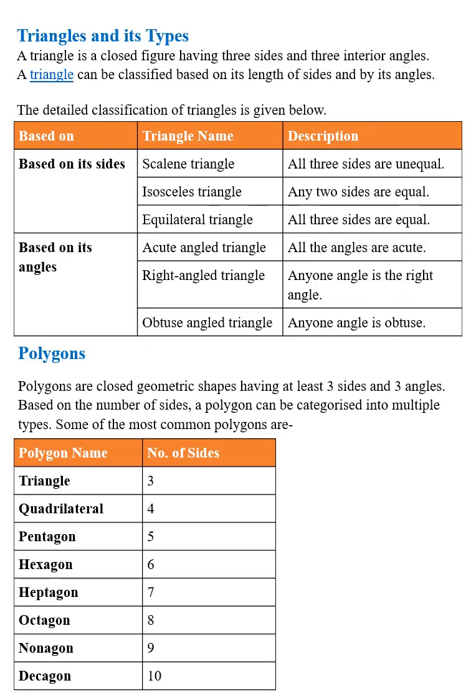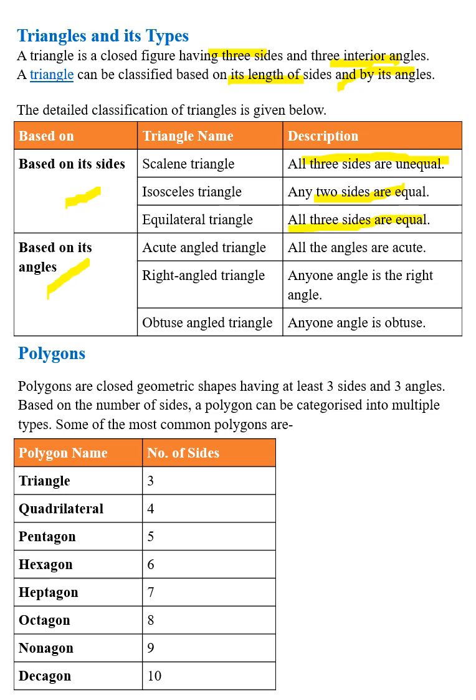Triangles and its type. A triangle is a closed figure having three sides, this should be kept in mind, and three interior angles. A triangle can be classified on its length of sides and by angles. So based on sides, triangles are named as scalene triangle which has three sides and all the sides are unequal. Second is isosceles triangle and any two sides are equal in this triangle. Next is equilateral triangle. All the three sides of this triangle are equal.